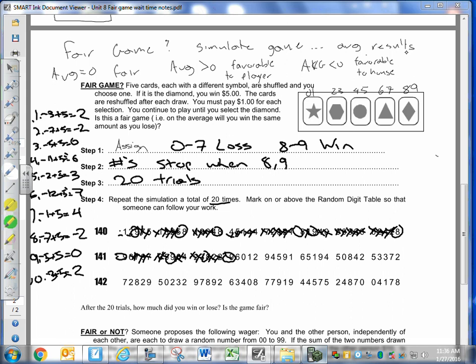Okay, let's just stop after 10. What we can do is add up all of these and average them to see my average winnings. Well, 2 minus 2 plus 0 plus negative 6 plus 3 minus 7 plus 4 plus negative 2 plus 0 plus 2 is negative 6 divided by 10. How much do I win or lose on average? It appears that I've lost 60 cents each time that I've played. Based on my simulations, would we consider this a fair game, favorable to the player, or favorable to the house? Favorable to the house.